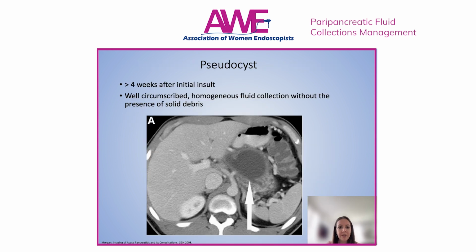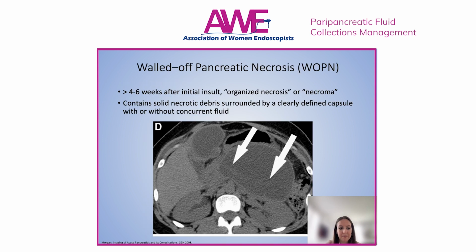Then we move on to the more chronic collections. This is the first type of chronic collection called a pseudocyst. Usually happens about 4 weeks at least after the initial episode of pancreatitis. And as you can see, the difference is these collections are well circumscribed. They are homogeneous fluid collections without the presence of any solid debris.